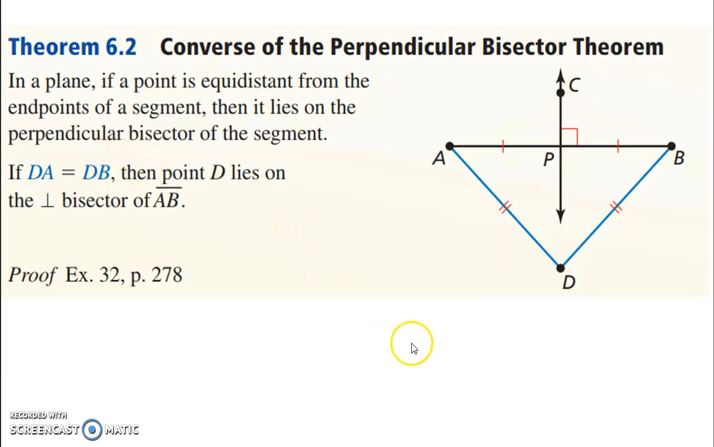Theorem 6.2 is the converse of the perpendicular bisector theorem. In a plane, if a point is equidistant from the endpoints of a segment, then it lies on the perpendicular bisector. So D is equidistant from A and B, which means if I extend this bisector, D lies on that perpendicular bisector.